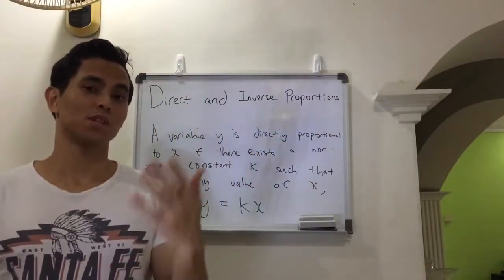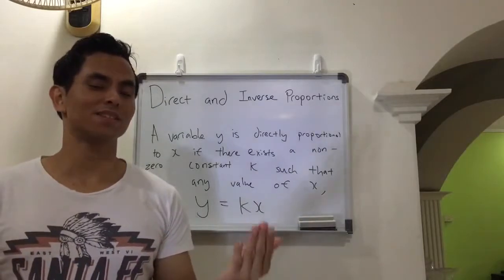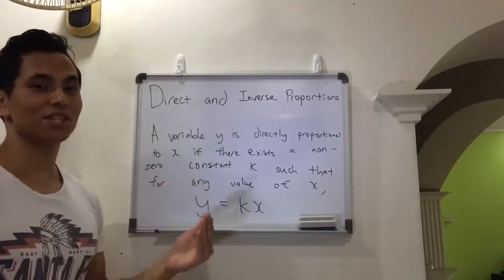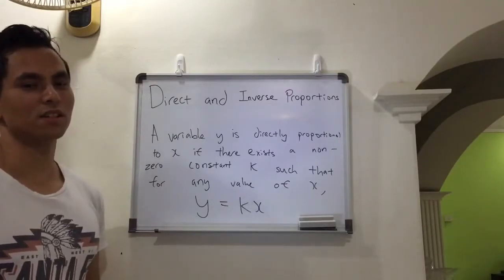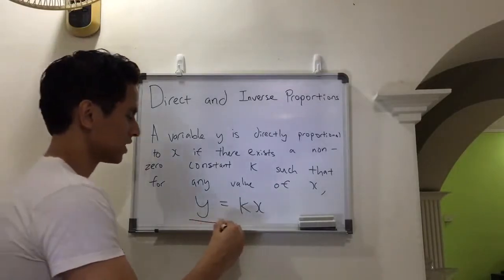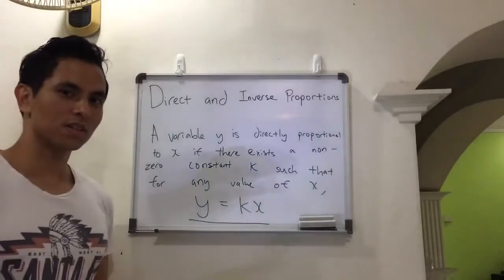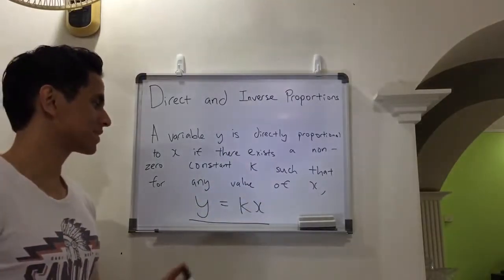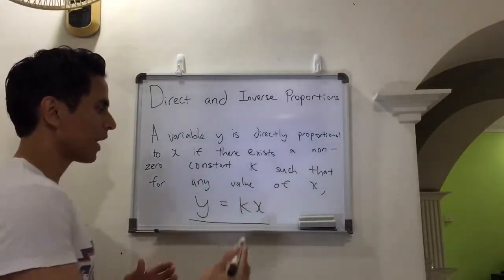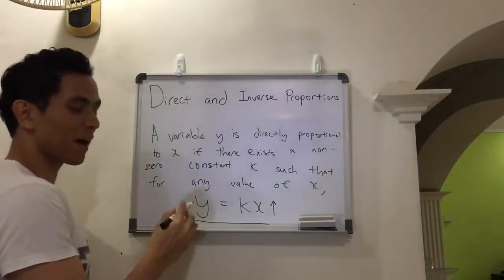I'll start off with direct proportions, and you may be wondering what direct proportions are. This would be the textbook definition of direct proportions. I would like you to focus on just this equation here, y equals kx. Now y equals kx just signifies that when x increases, the magnitude of y increases.